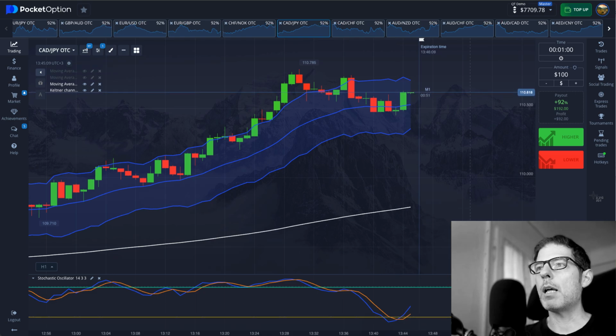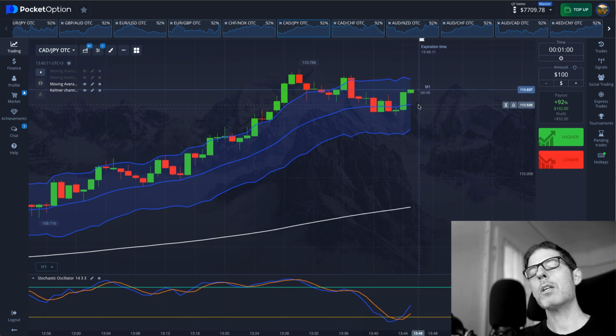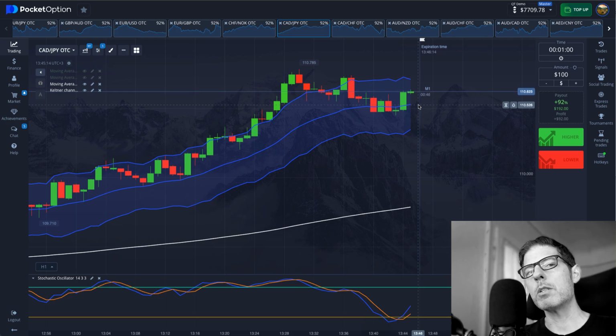We've bounced off that middle line on the Keltner. Beautiful. Guys, try this out. Practice this on demo first.